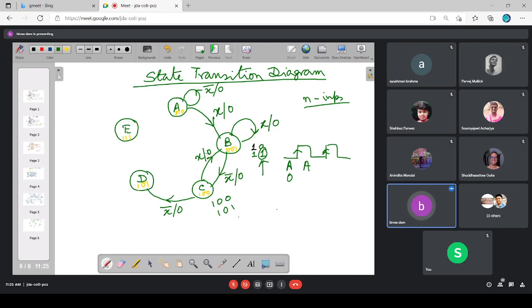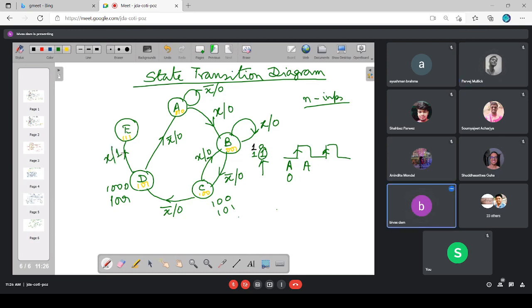Now we are in state D. 1 0 0 is available. If a 0 comes, what will be the inference? No bit detected. If a 1 comes, sequence detected. E তে যাবে। Output হবে 1.